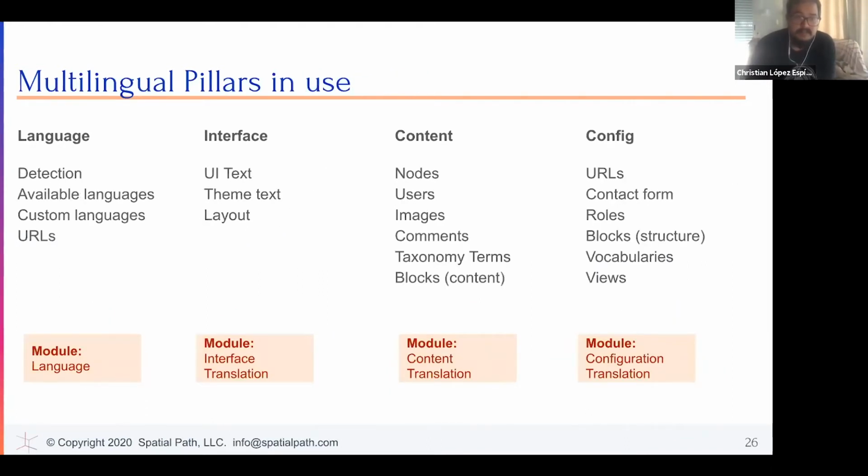So what this includes is language detection, language negotiation, the list of available languages, the way of providing custom languages, and handling URLs for those language negotiations. Then we have the interface, which provides theme, text, layout, and user interface translation, content translation, which handles every kind of content that you have on your site, and config translation, as I said, for your views, your roles, your URLs, or your blocks.